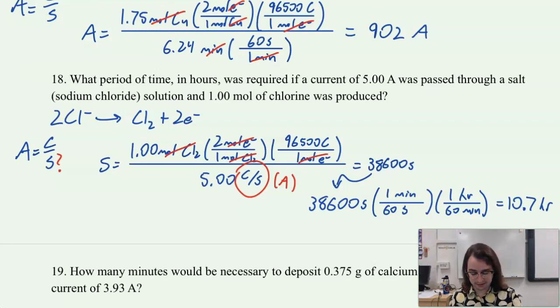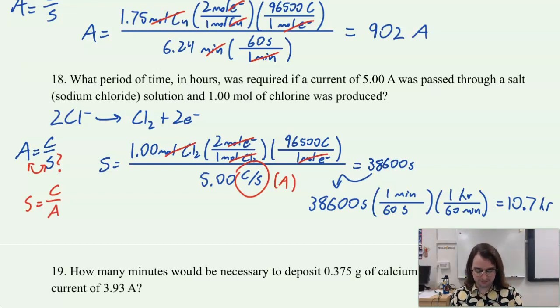If you're curious about how to do that, whenever you have to solve for anything that's in the denominator, you just flip them. So the equation that I'm solving for is seconds equals coulombs over amps, and that will give me seconds. And in fact, it does. It gives me 38,600 seconds, but the question asked me for hours, so I'm going to just convert that into hours.